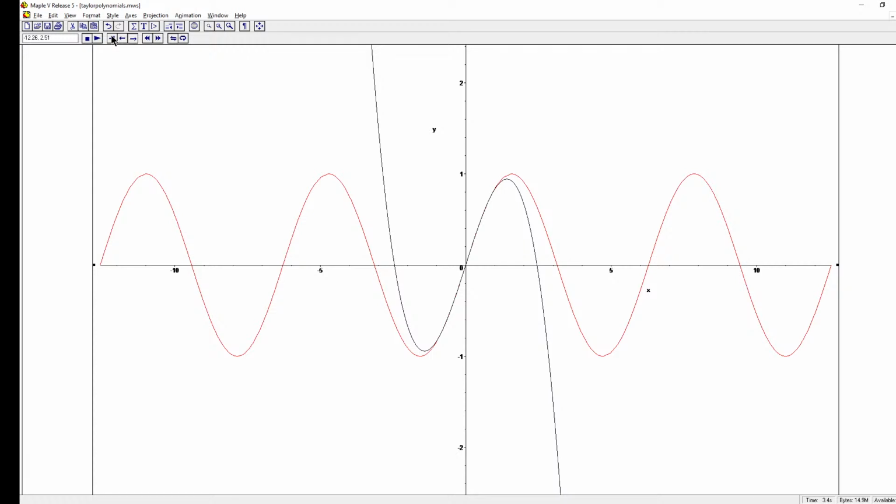Look at this. Look how close this is to the sine curve between like here and here. It's pretty darn close. How close is it? Well, that's where the remainder theorem comes from. But how close it is going to depend on how far you are away from the center. The center is right there at 0. We'll come back to this because there's an interesting thing we can do.